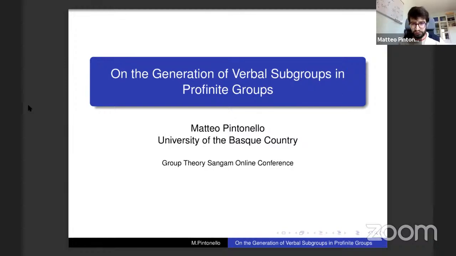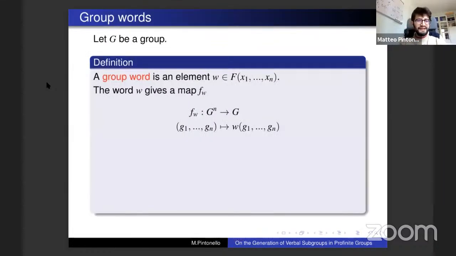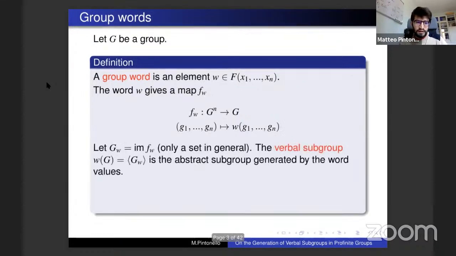I will talk about generation of verbal subgroups in profinite groups. First of all, we have to define what verbal subgroups are. If G is a group, a word is simply an element of a free group in n variables, x1, ..., xn, that generate this free group. One word automatically gives a map from G^n, the n copies of G, to G itself, simply by substituting in all possible ways the elements of the group for the variables x1, ..., xn. The image of this map in general is only a set, but we denote by verbal subgroup the generated subgroup.